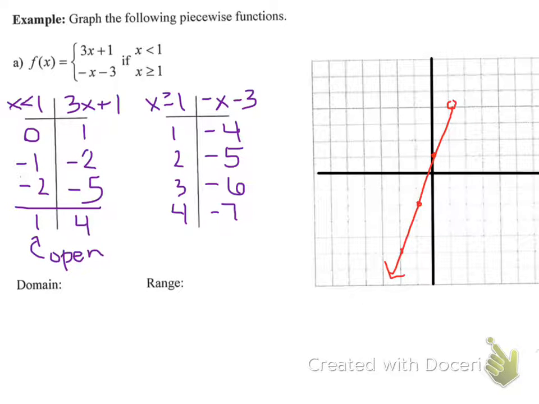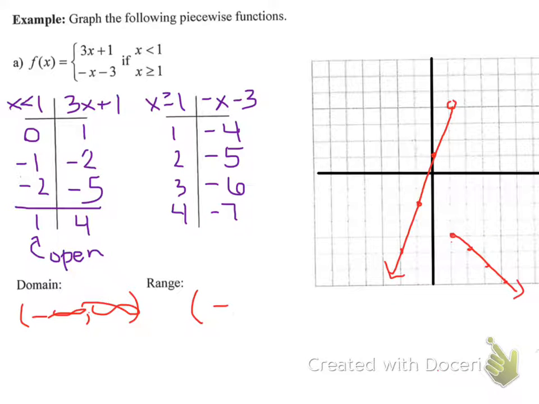The other piece, my point is 1, negative 4. And let's say closed dot. Then I have 2, negative 5, 3, negative 6, 4, negative 7, and so on. So this piece is going to keep growing to the right because my x values are going to continue to get larger. So looking at this picture, my domain is going to be from negative infinity to infinity, because when I slide those two x values together, 1 is hit somewhere, and that's all that matters.